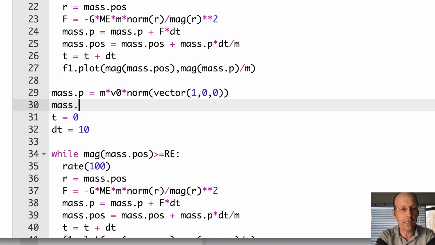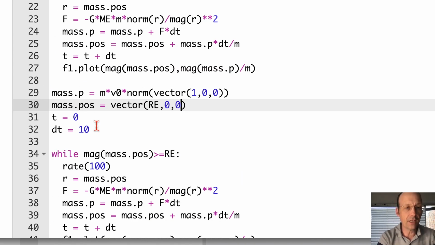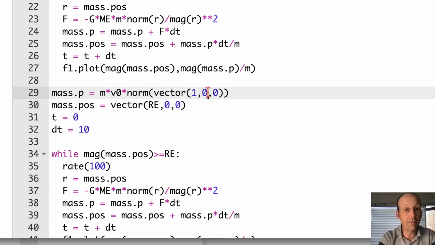I'm resetting everything. Mass.pos equals vector RE00. That's what it was, right? Vector, yeah. So I reset the time, reset the momentum, but now I'm going to give it a momentum 1, 1. So it's kind of like in the positive x and y direction. Still going to have the same speed. But let's see what this curve does.